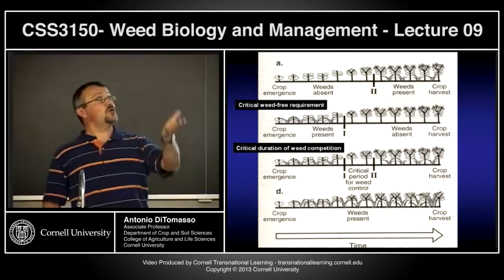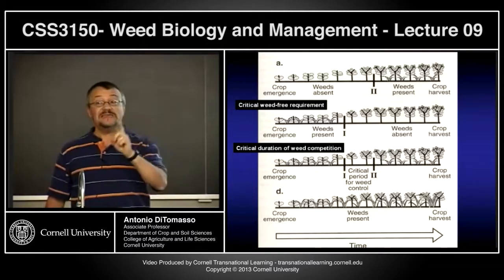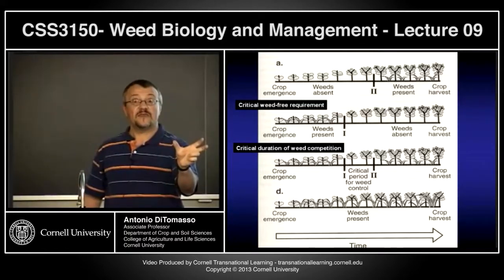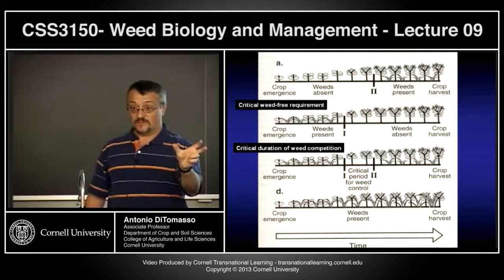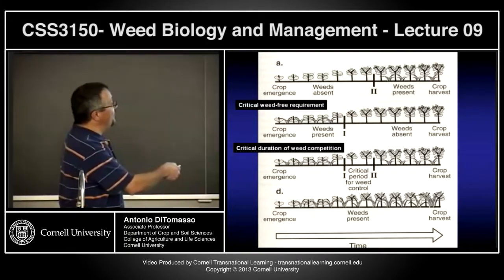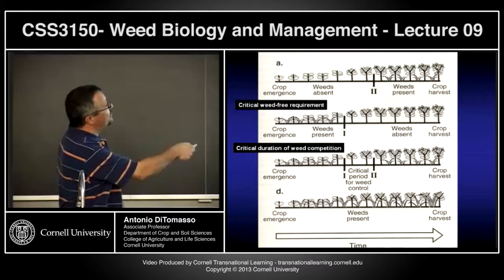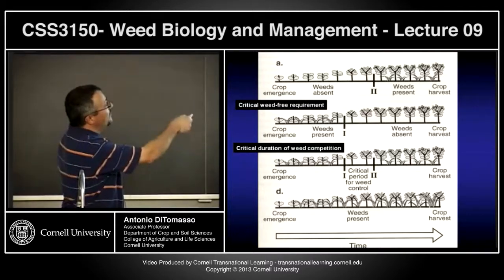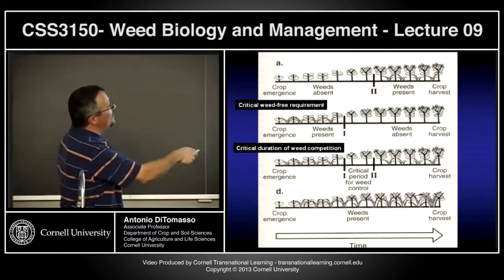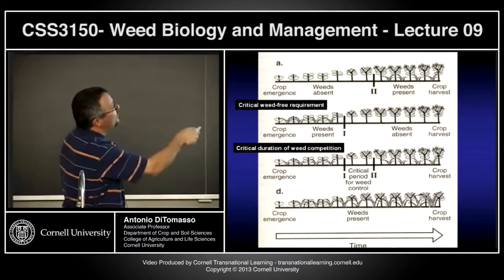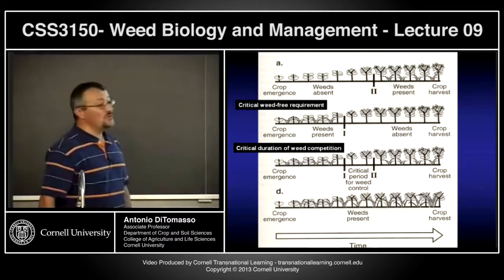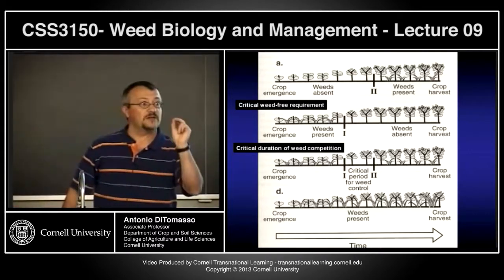Okay? So the grower's going to allow the weeds to come up, but they need to be aware of how long the weeds can stay in there without causing significant yield losses. Okay? So this is then referred to as the critical duration of weed competition. This period 1. When you combine period 1 and period 2, this one up here, you get this overlap. This is referred to as the critical period of weed control.